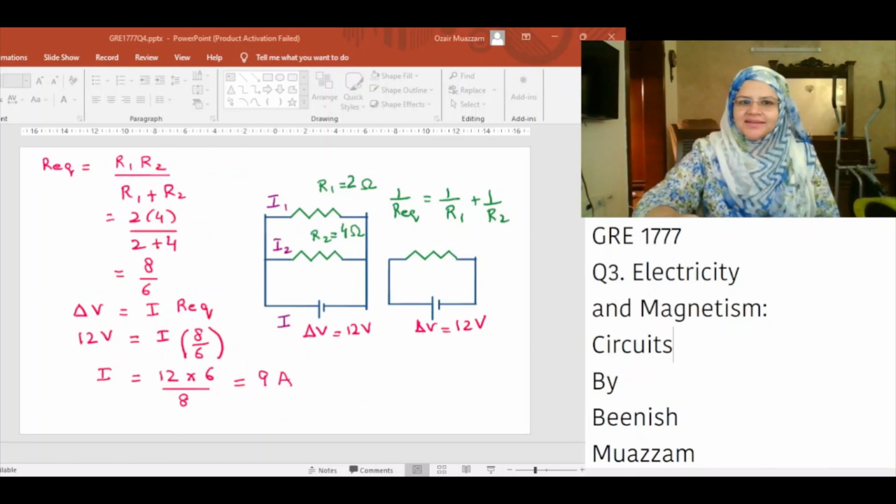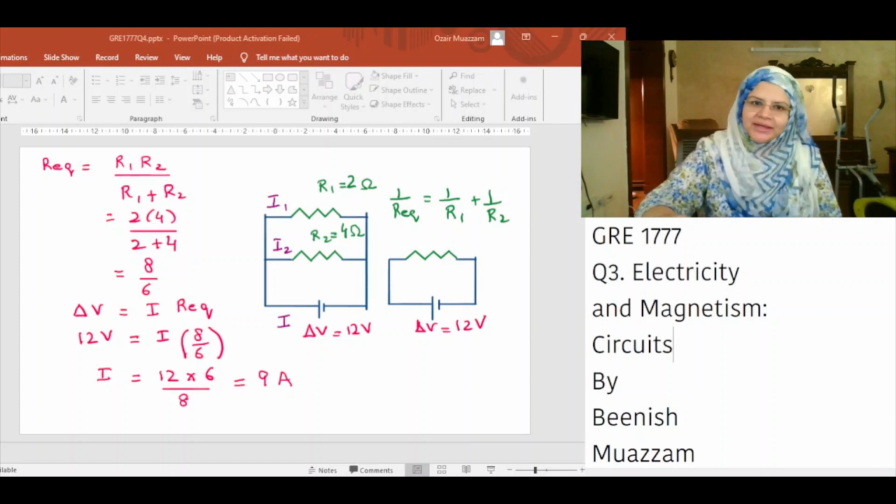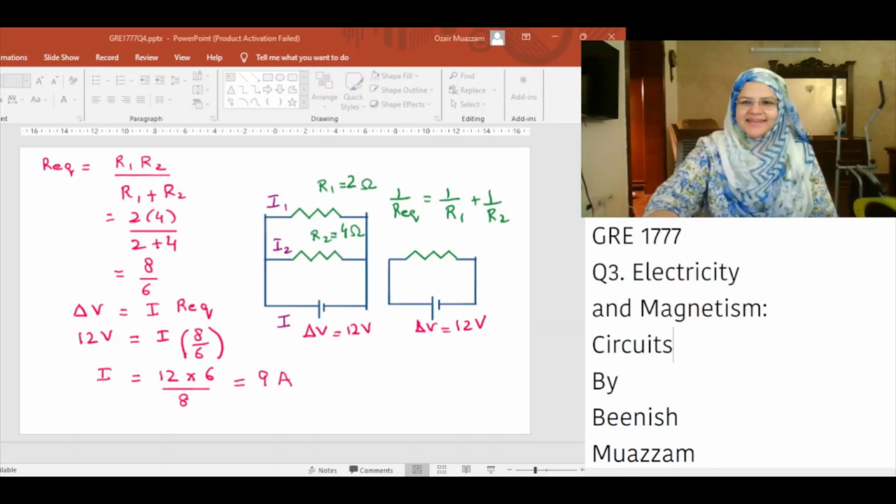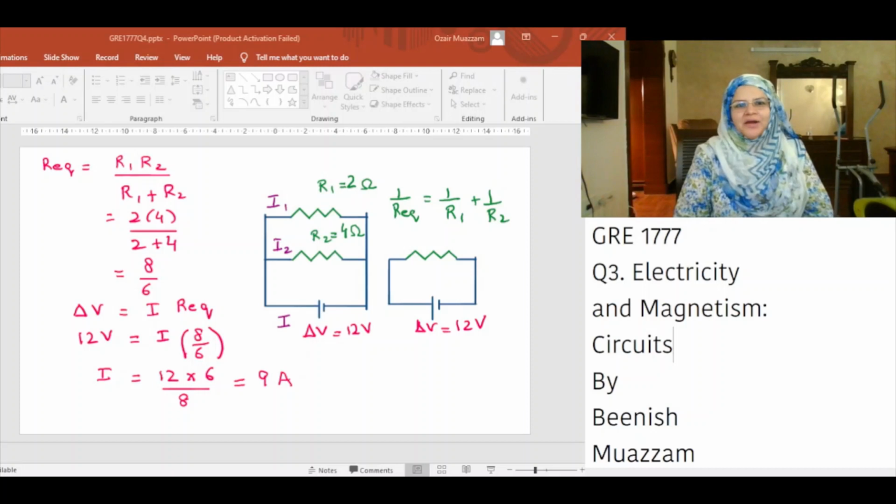Let's consider another example. A 12-volt battery is connected to resistor R1, equal to 2 ohm, and resistor R2, equal to 4 ohm, in parallel. R equivalent is equal to R1 into R2 divided by R1 plus R2. This is equal to 2 multiplied by 4 divided by 2 plus 4, giving us the equivalent resistance of 8 over 6.